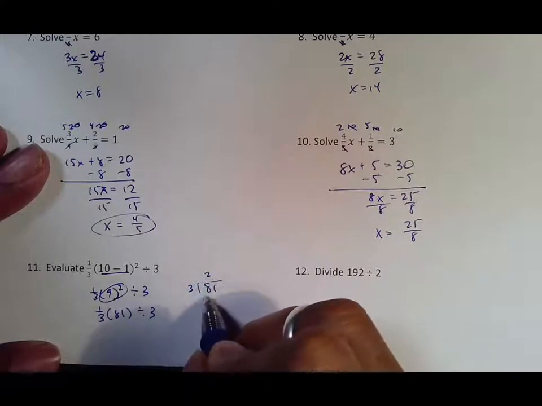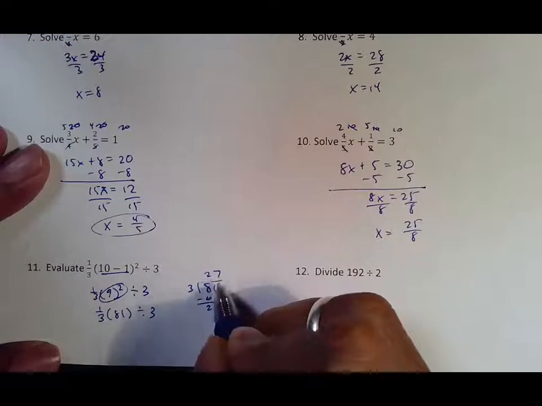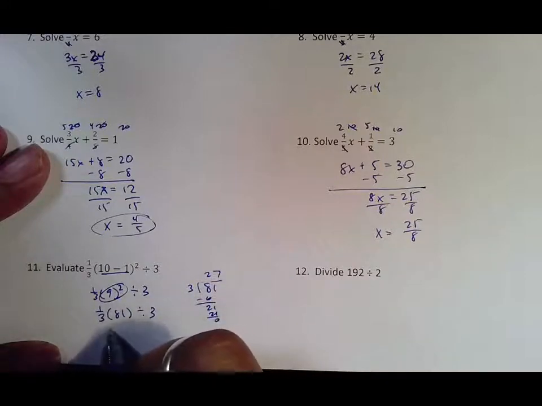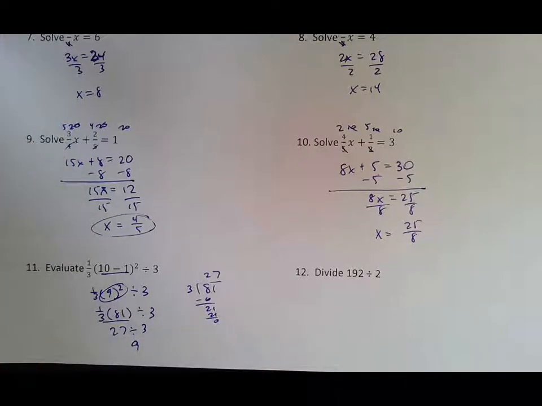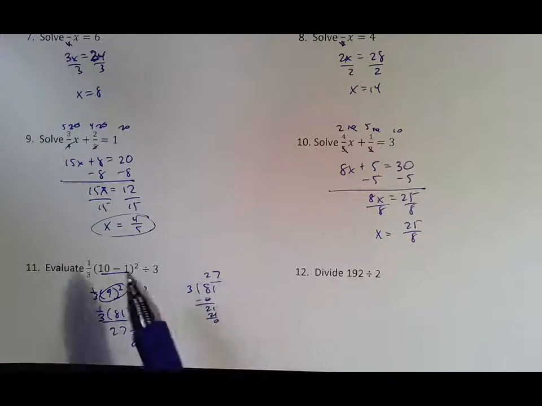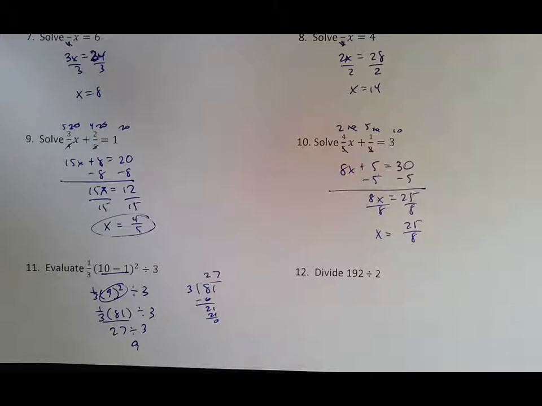3 goes into 8 twice. 3 goes into 21 7 times. So it's 27 divided by 3, because that's what we just did. And 27 divided by 3 is 9. The reason we want to work on this is so that if we get caught up in a situation like that without a calculator, we actually know how to work our way through it.